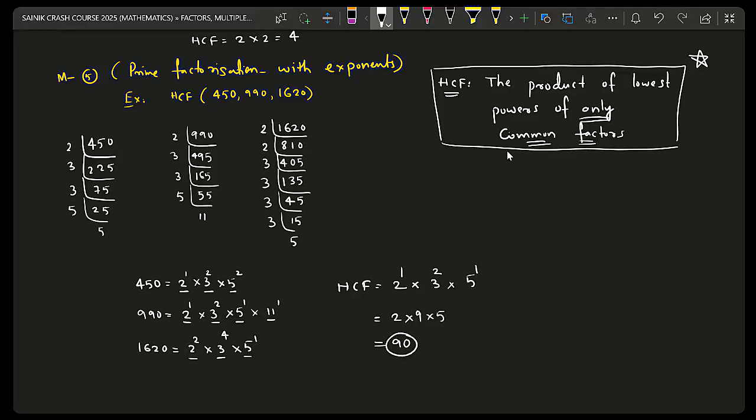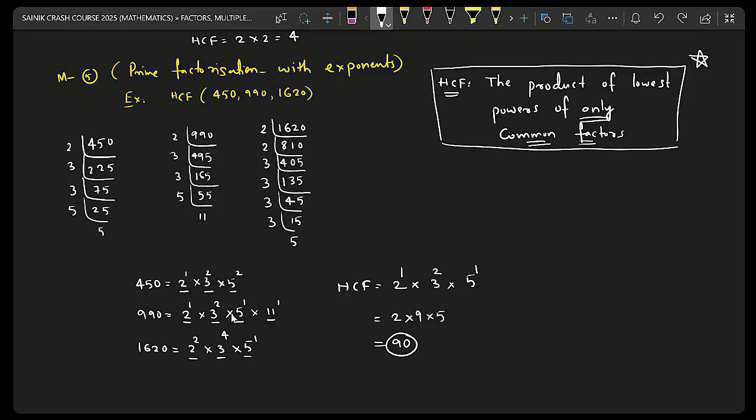Next, we have to select the common factors. Is 2 common here? Yes, sir. That's why we have taken 2. Only if it is common everywhere do we take it; otherwise, we should not. Is 3 common here, Sudeshna? Yes, sir. So that's why we took 3. Is 5 common here? Yes, sir. That's why we took 5. But do you think 11 is common everywhere? No, sir. So don't take 11. Take only common factors.